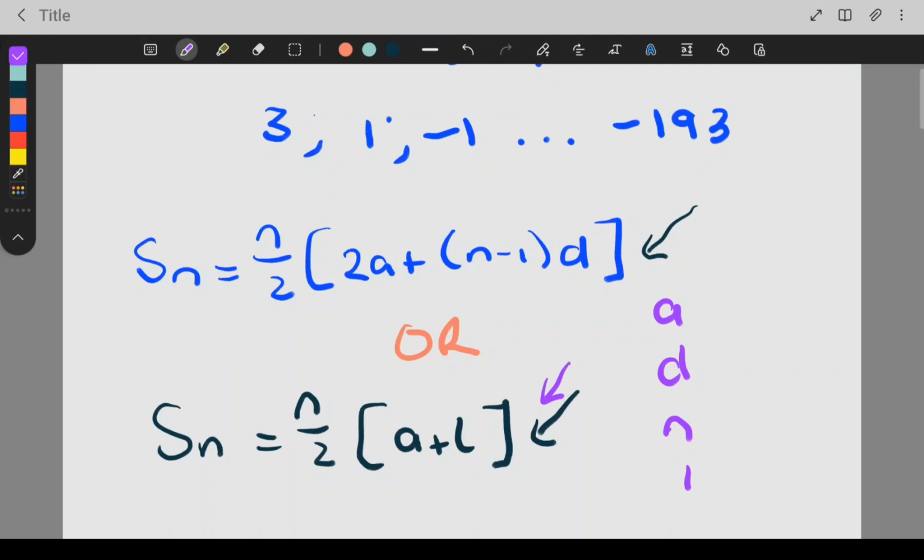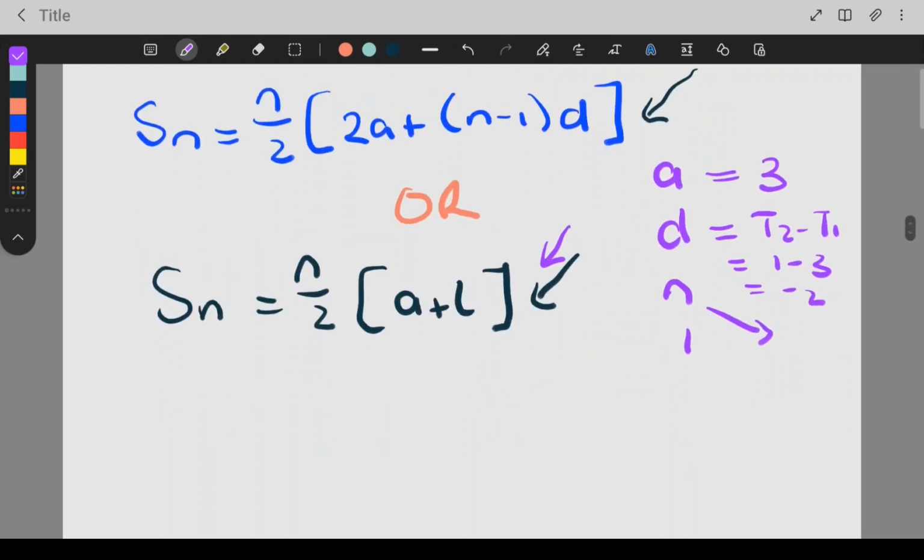So let's quickly see. A is the first term, so that's 3. D is the constant difference, which is T2 minus T1. 1 minus 3, I get negative 2. N is the number of terms. I'm going to show you how to work that out. And then the last term is negative 193.